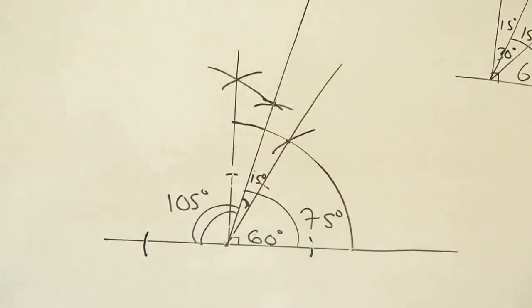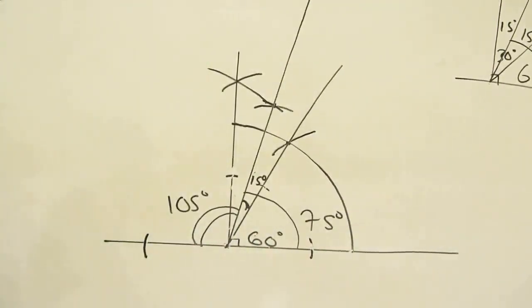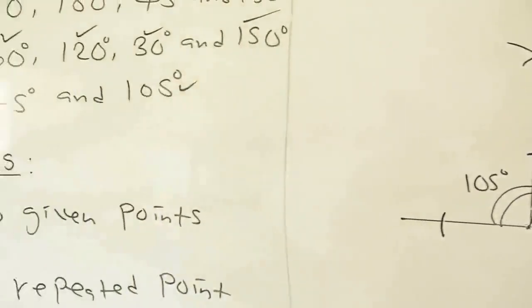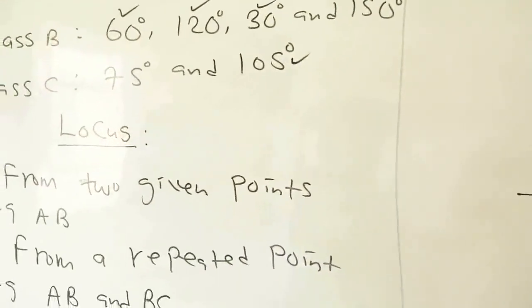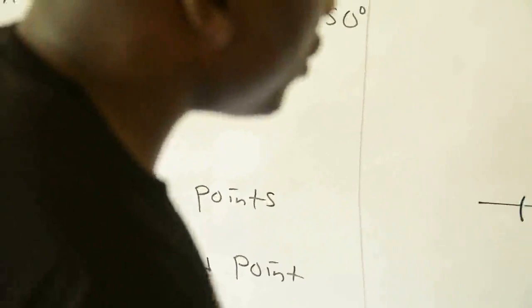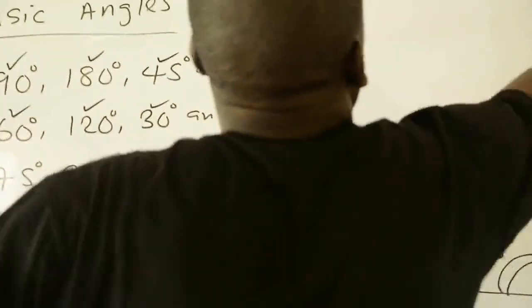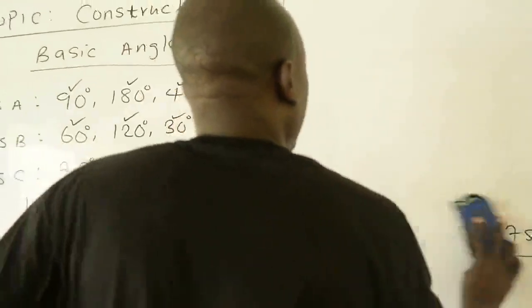Now, that is all for class B. So we are now done with the basic angles. Other angles you can just copy them. Like angle 20, you can just copy using a protractor. Now, let's move on to locus.